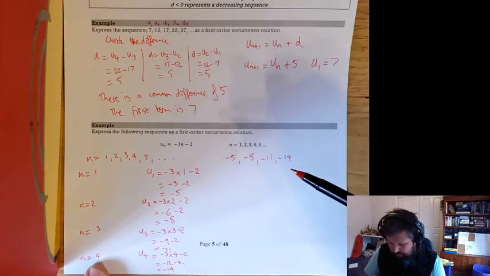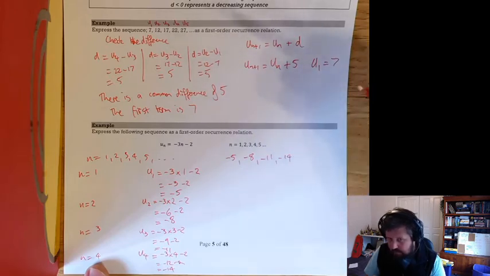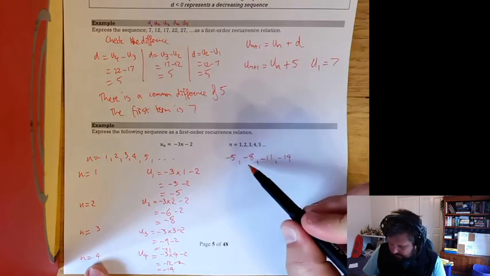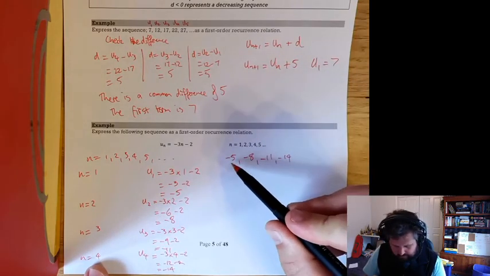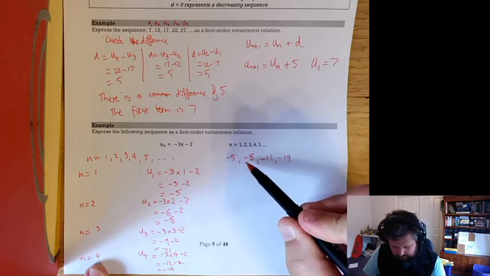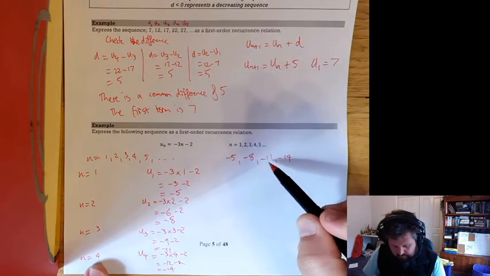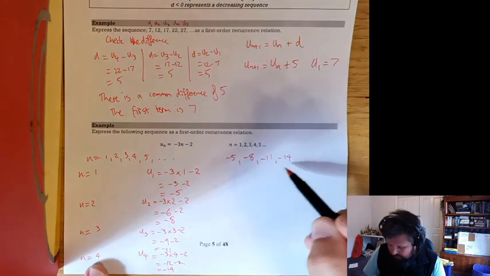Now that we've got these values, we can go ahead and work out the first order recursion relationship. So remember, we need to see if there's a common difference between each of those. So let's check here. To work out the common difference, let's do -8, take away -5. Yep, in this case the difference here is -3. Here, difference between -11 and -8. Oh, common difference is -3.